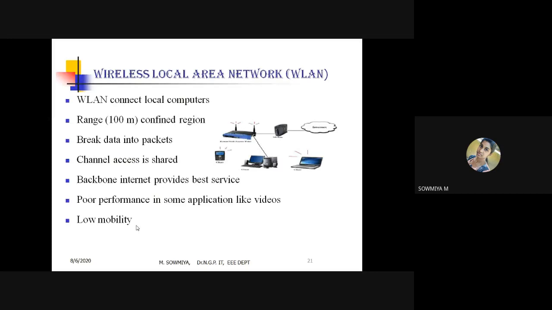And now, what is meant by WLAN? WLAN is nothing but wireless local area network. A wireless LAN is a computer network. The work of the computer network is to link two or more devices using wireless communications, and it forms a LAN. LAN is nothing but local area network. It can only link a limited area, such as inside a home, a particular campus, a school or office buildings. The confined region is only up to 100 meters.